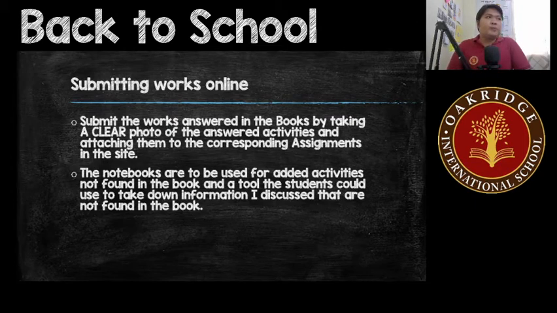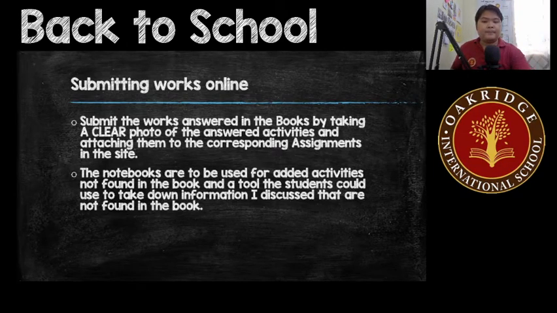Now, you might be asking, Sir Vince, do we need to do the Cornell note-taking? Because last school year you did, right? For those of you who are my former students, and for those of you who are my new students, you might see the notebook and it has different partitions, that's for the Cornell note-taking. Do you need to do it? I will not require it. No need. If you would like to still do it, it's fine. But if you do not want to, it's fine as well. Okay? That's how it would look.